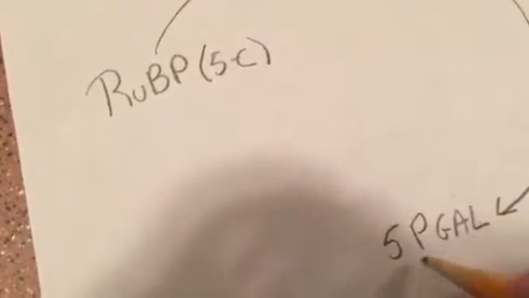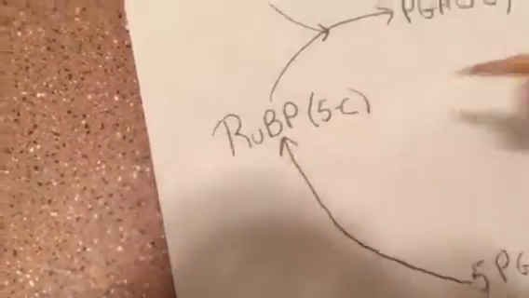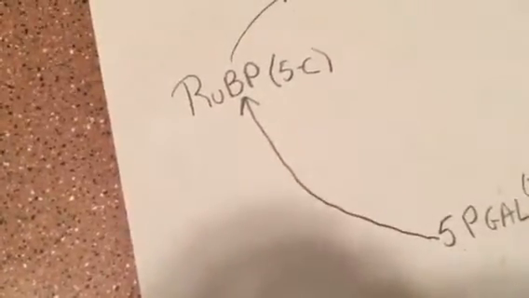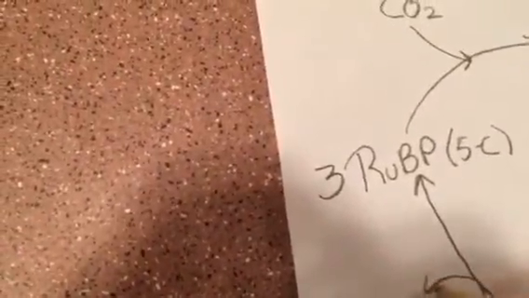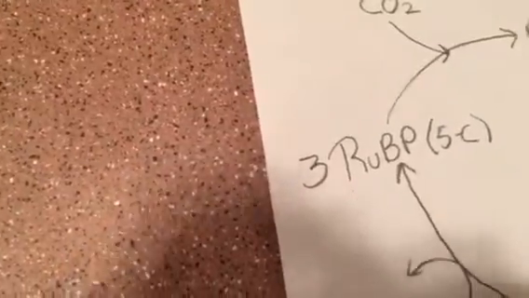And some of it is going to leave. Actually, one PGAL leaves, and 5 are going to stay in. And since these are 3-carbon compounds and there's 5, that would be a total of 15 carbons, and it's going to regenerate to make RuBP, which means there would be 3 RuBPs, and that's going to take some ATP to happen.